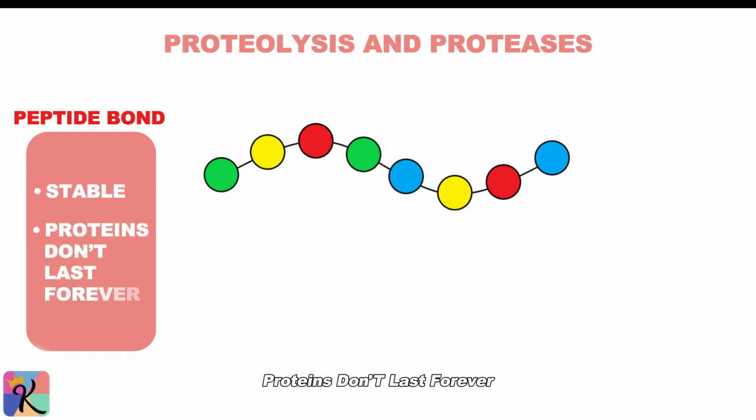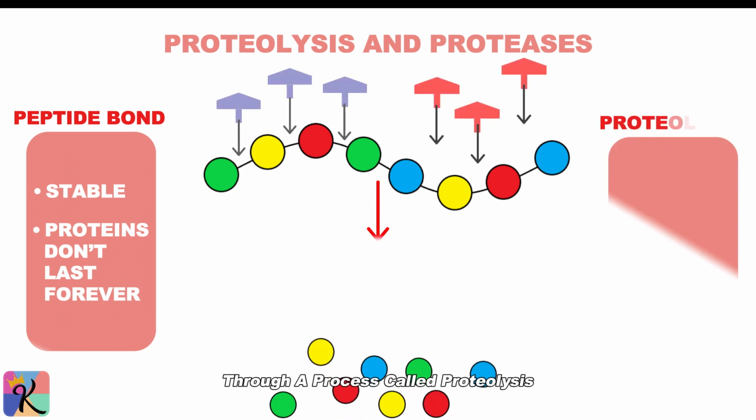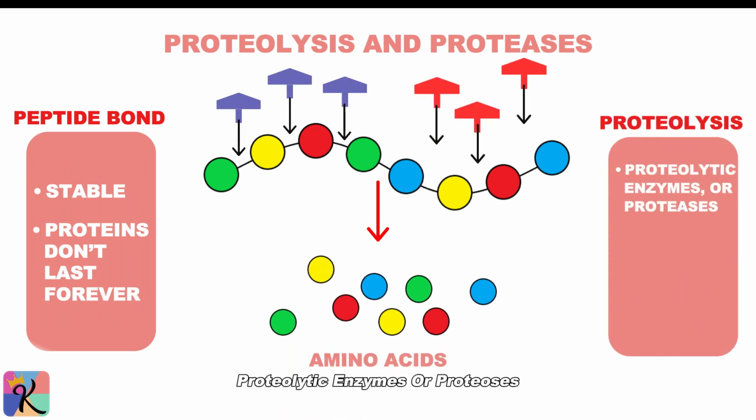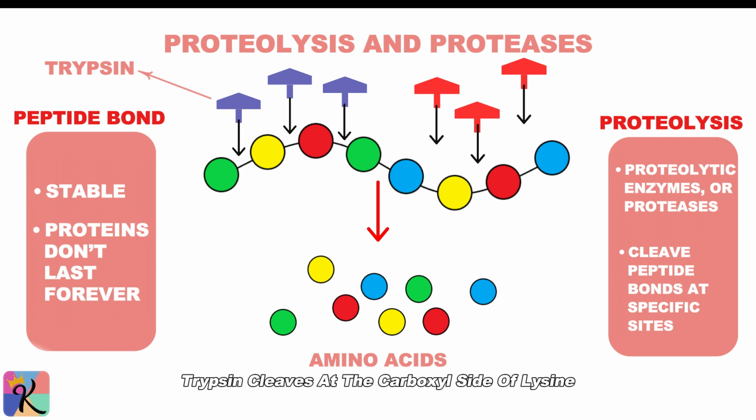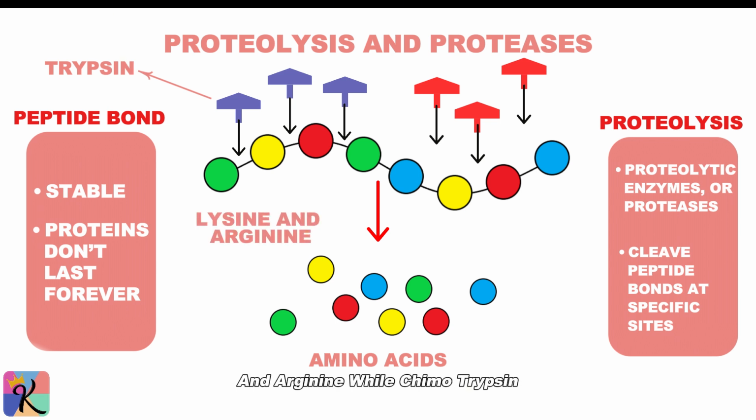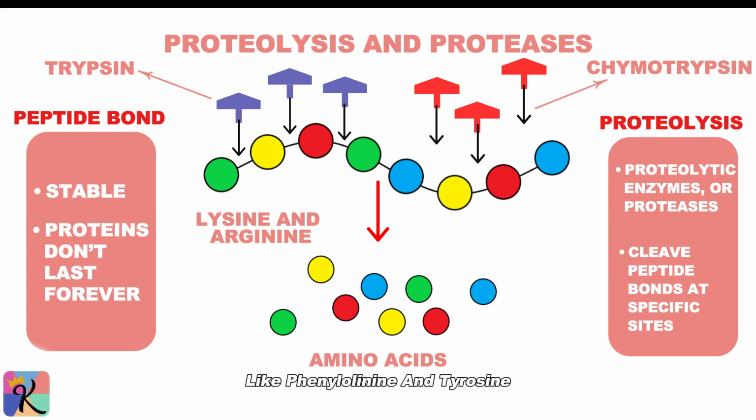However, proteins don't last forever. Cells regulate their breakdown through a process called proteolysis. Proteolytic enzymes, or proteases, cleave peptide bonds at specific sites within the protein. For example, trypsin cleaves at the carboxyl side of lysine and arginine, while chymotrypsin targets hydrophobic amino acids like phenylalanine and tyrosine.